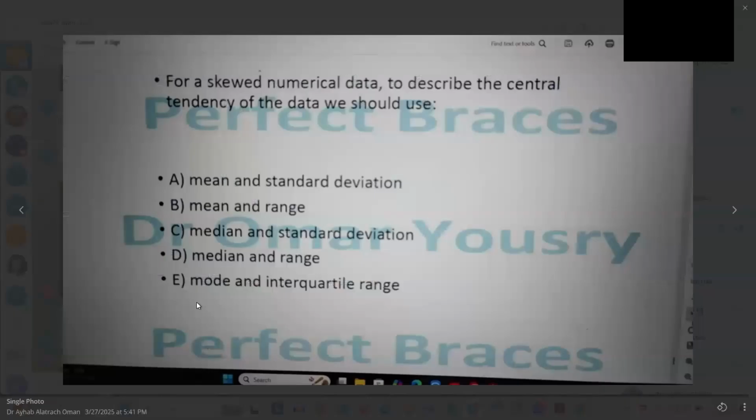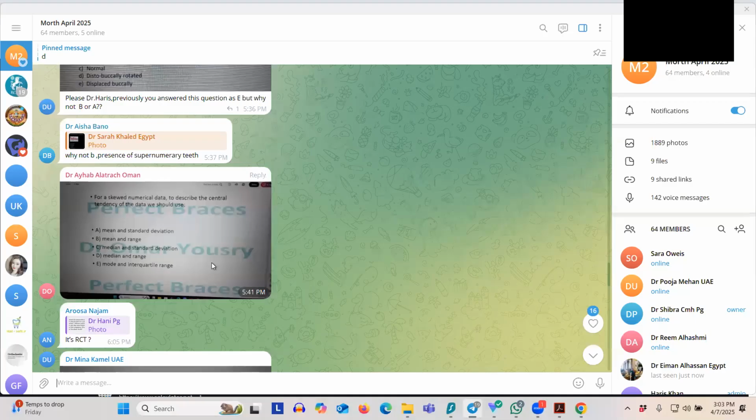For skewed data, to describe the central tendency of the data, we should... I'm not very sure right now. You can ask this question to Samir. He will join one session.